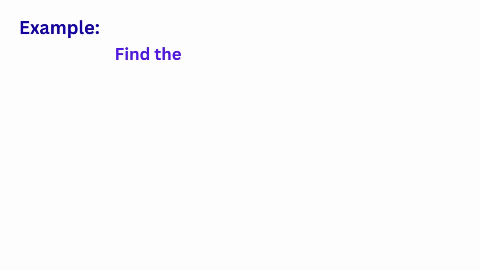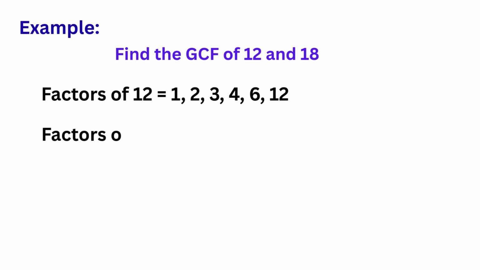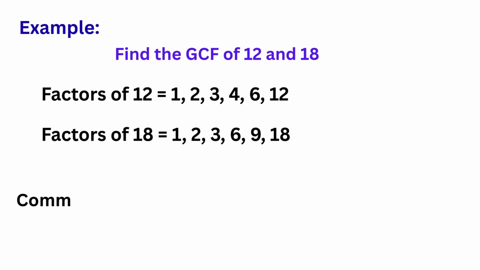Let's consider one more example. Find the GCF of 12 and 18. Factors of 12 are 1, 2, 3, 4, 6, 12. Factors of 18 are 1, 2, 3, 6, 9, 18. Now, let's circle the numbers they both share.